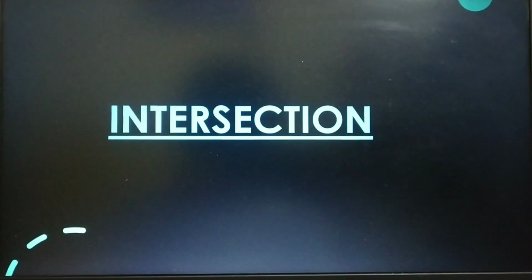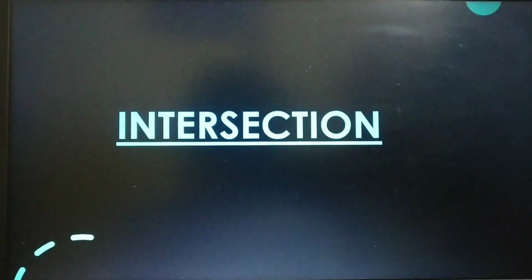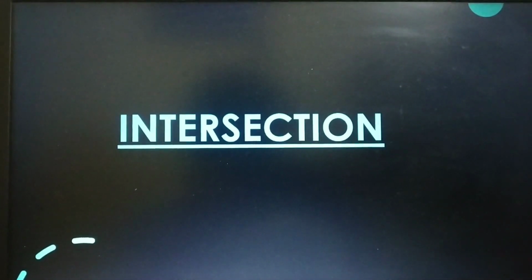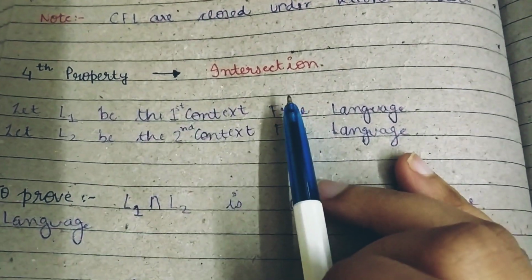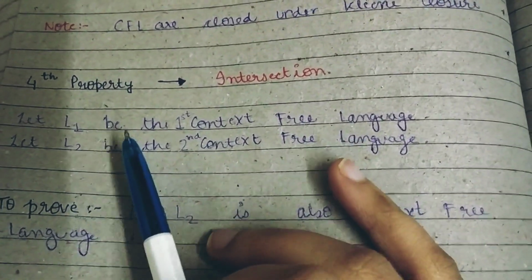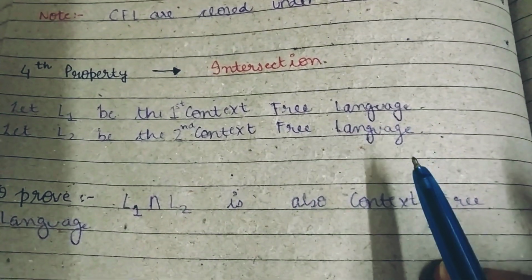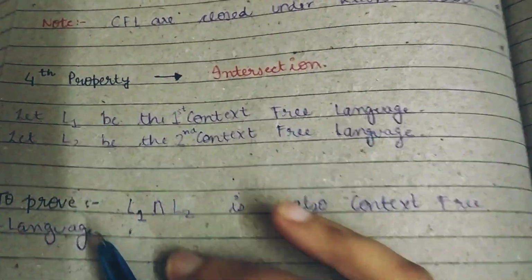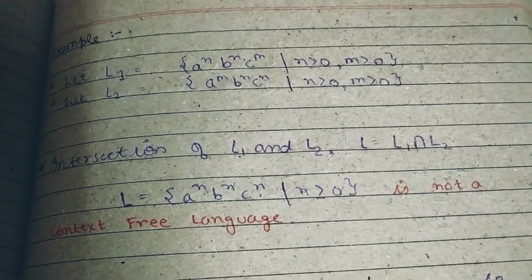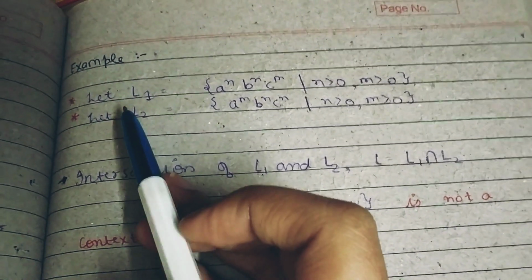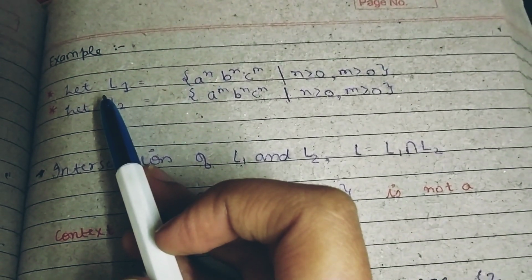Now, let us understand the intersection property, under which context-free languages are not closed. Now, let us understand the fourth property, which is intersection. So, let L1 be the first context-free language, let L2 be the second context-free language. So we have to prove that L1 intersection L2 is also a context-free language.